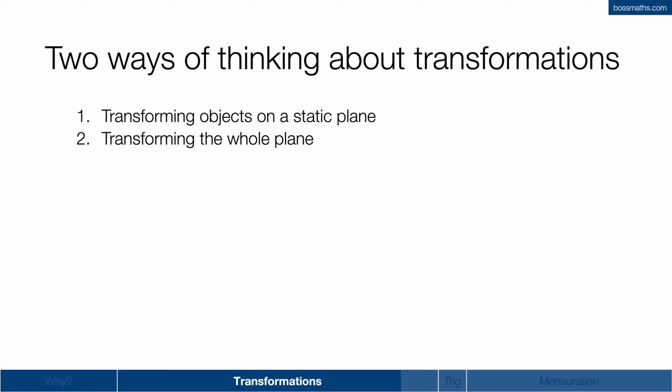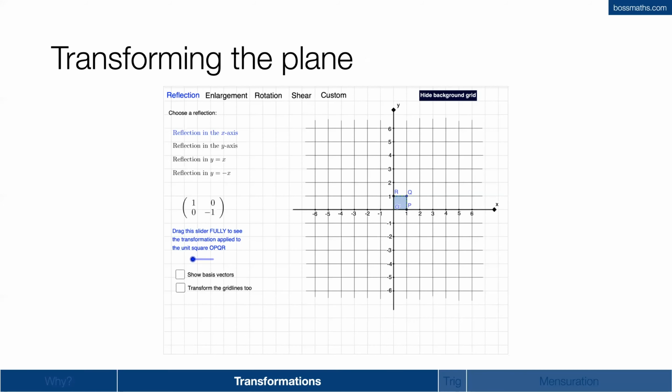But there is another way to think about transformations, and this way turns out to be really helpful for students who go on to study higher level maths. And this involves thinking about transformations as working on a copy of the whole Cartesian plane. So I will illustrate both ways of thinking using reflection in the x-axis as an example. So in the first way of thinking, we imagine a static background. And what I'm going to do is reflect this blue square here, this unit square, in the x-axis.